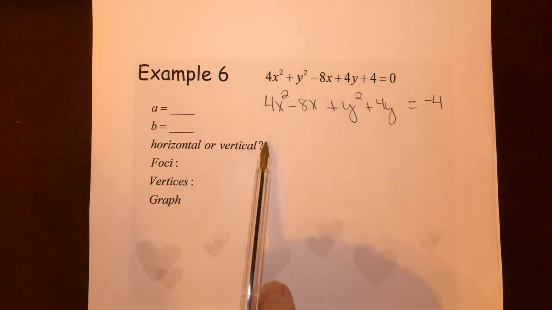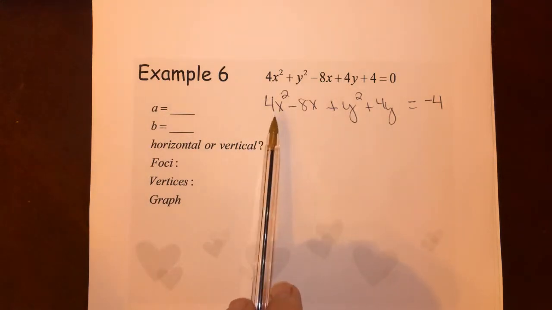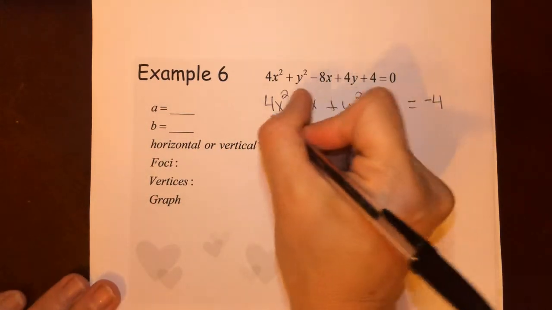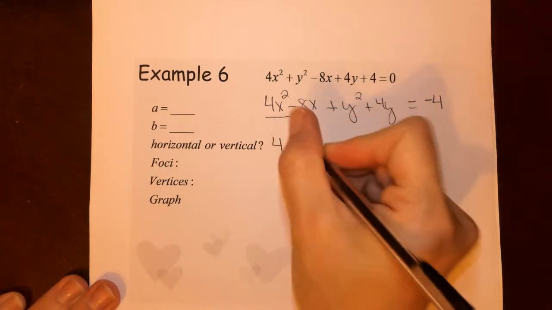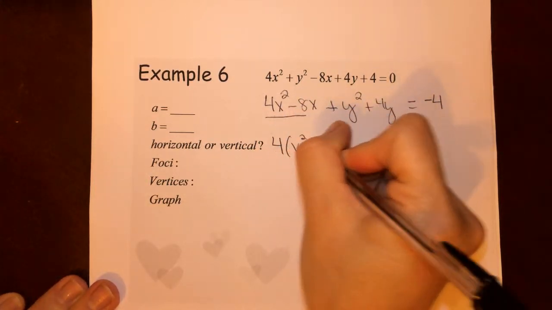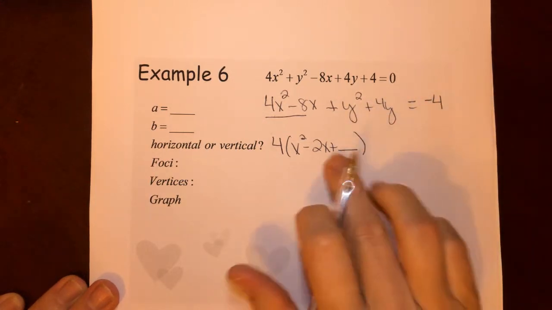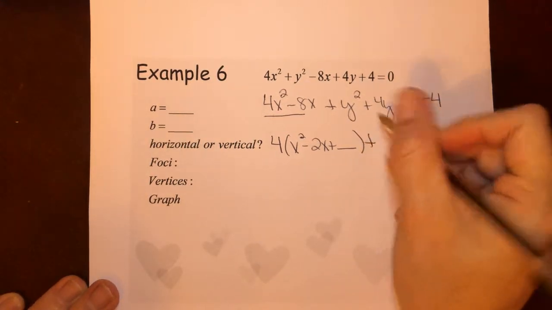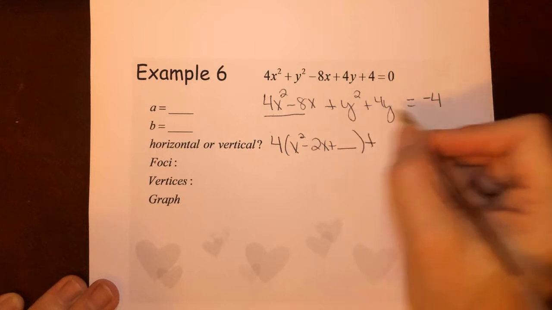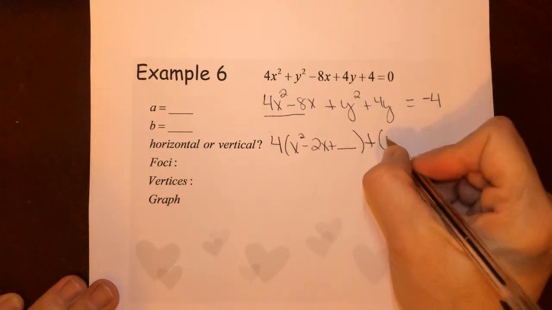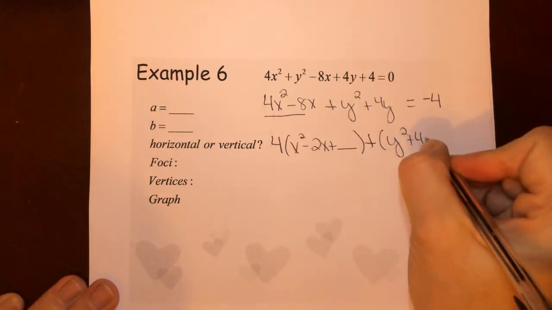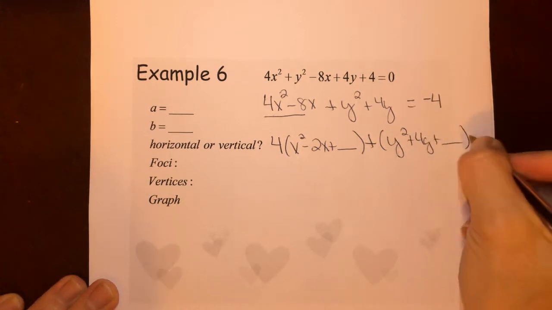Now when you complete the square, your squared term has to be a 1. So the first thing I'm going to do to these two terms is pull out a 4. So I get x squared minus 2x plus something. I'm going to leave some space. This is where I'm going to complete the square. Now I'm going to do my y's. Well, the y's have a 1x squared. So I'm going to have y squared plus 4y plus something equals negative 4.